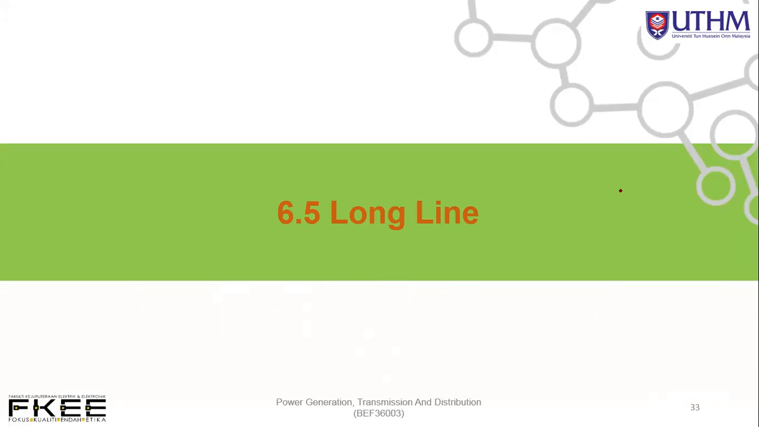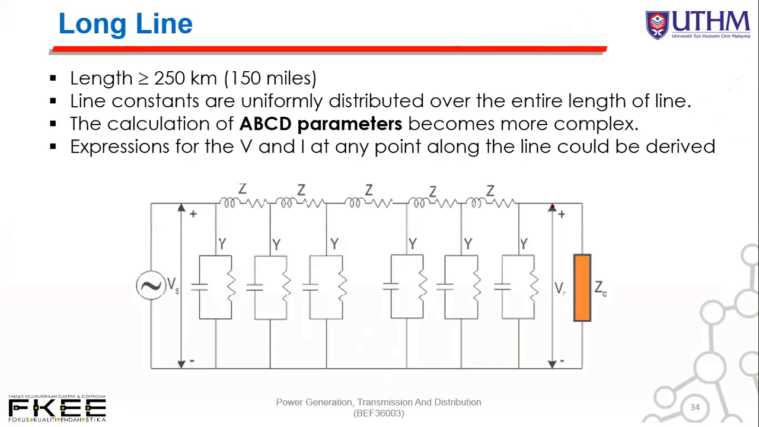Okay, now we will look at the case of the long line model. For the definition, a long line model is basically one where the length is more than 250 kilometers, which is more than 150 miles, and line constants are uniformly distributed over the entire length of the line.